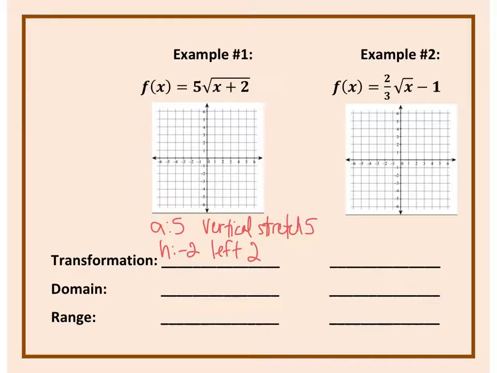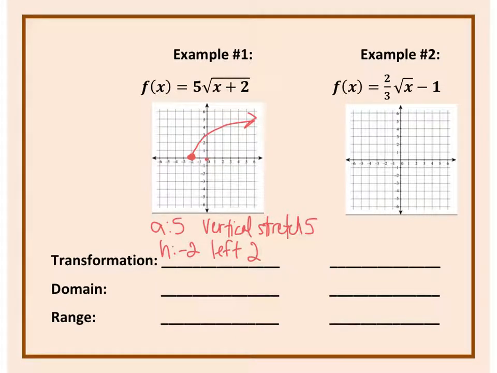So remember that our parent function started at 0, 0, but this h means the graph shifted to the left 2. Now, A causing a vertical stretch is not going to change my domain and range. Now, guys, my points are not exact ones. The only one that I really care about is my starting point. Okay. What's my domain? Well, we look at our x values.